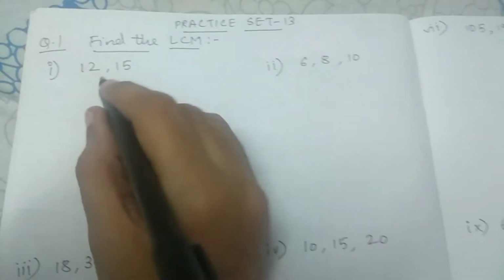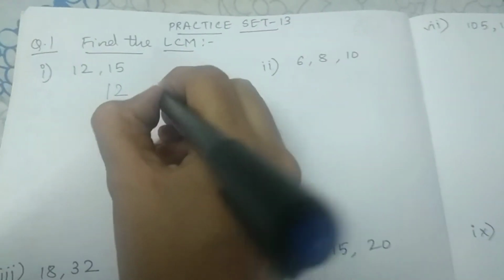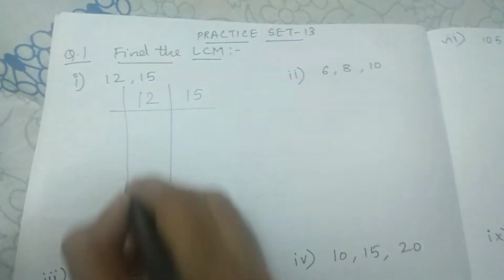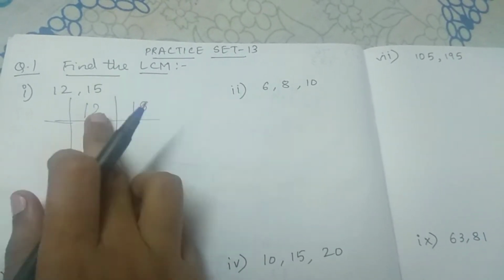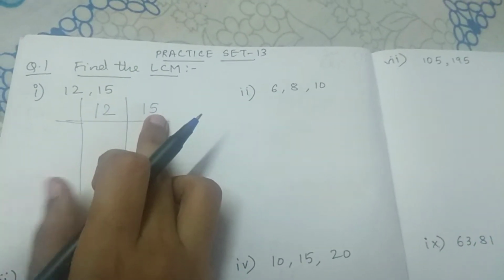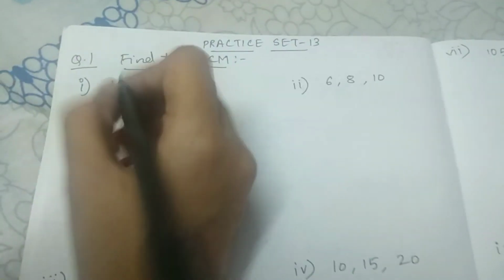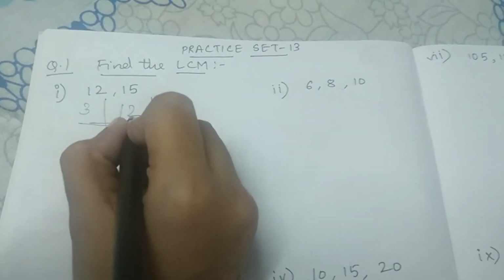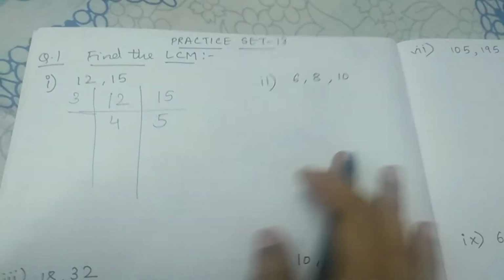Yeah, so let's start. 12 and 15 we will find together. 12 and then 15. Again, the number which is common to both 12 and 15, which is the common divisor of 12 and 15, is the number 3. So I will write here number 3. 3 4s are 12 and then 3 5s are 15.